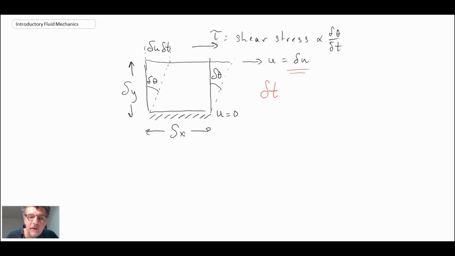So we can use geometry to write out an expression here. So what we have, we'll use trigonometry. We have tan delta theta is equal to opposite over adjacent. So that's delta u delta t divided by delta y.